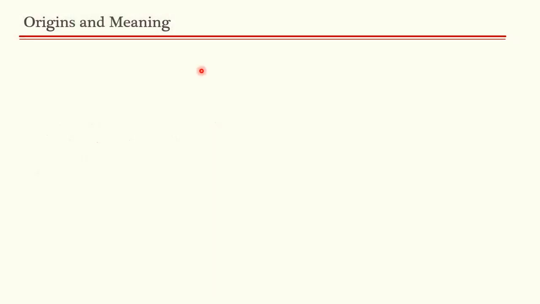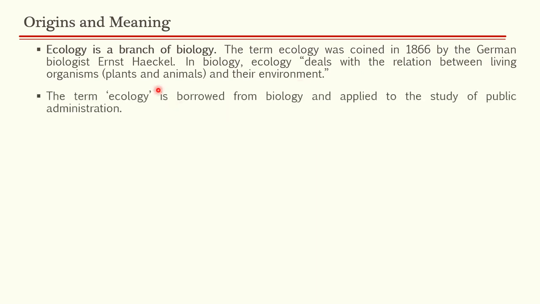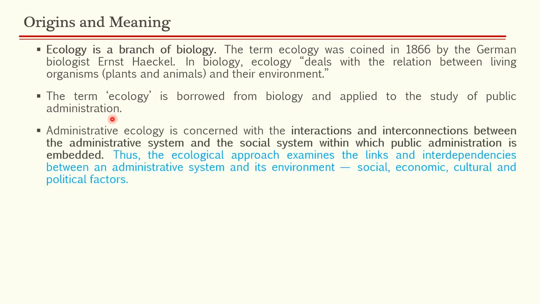So we'll learn about the origins and meanings of the ecological approach. As you already know from your subject of environment and ecology, ecology is a branch of biology, and the term ecology was coined in 1866 by Ernst Haeckel. Ecology basically deals with the relation between living organisms and their environment, which is nothing but the biotic and abiotic environment. So we have taken this term ecology from biology and put it to use in public administration. The term ecology is borrowed from biology and applied to the study of public administration.